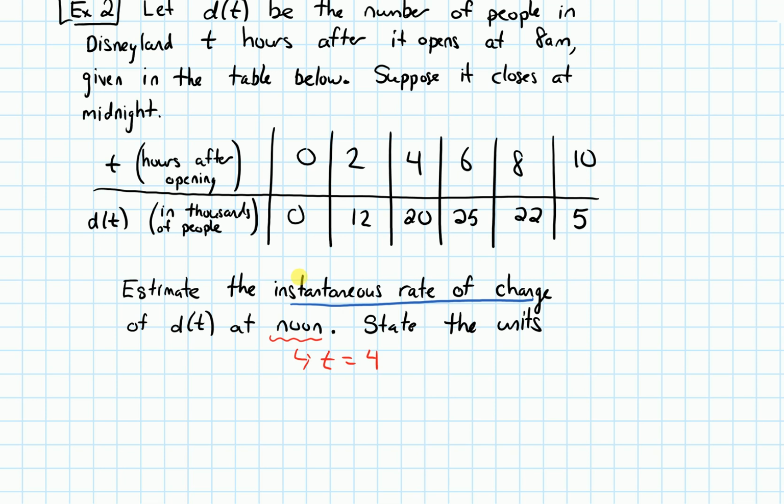Okay, so this is talking about finding the instantaneous rate of change. We saw at the end of the last video that we had a formula for the instantaneous rate of change that involved a limit. But in this problem, I don't have a formula for my function. So I won't be able to determine the instantaneous rate of change exactly. The best I can do is estimate the instantaneous rate of change, IROC, with an average rate of change.